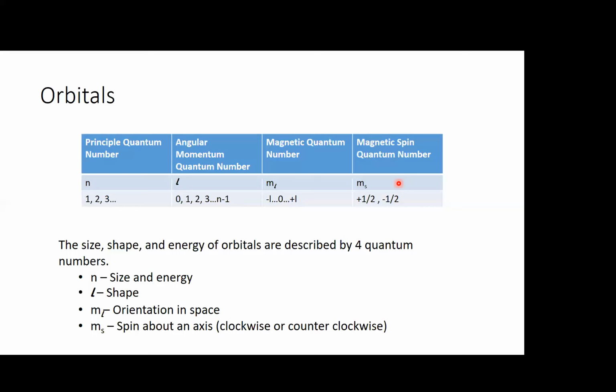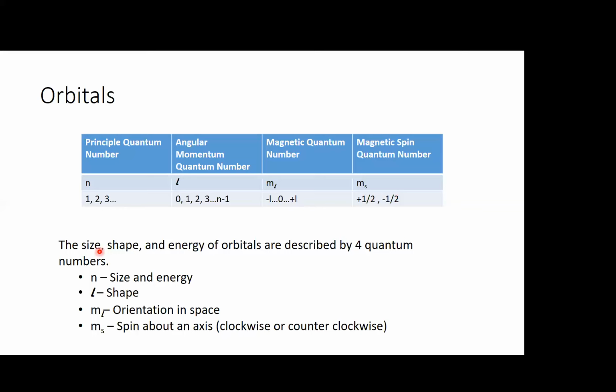Now what this refers to is the spin about an axis. If you can imagine an electron is sort of a circular thing, there's an axis for that circular thing and it spins one way around the axis or the other. So that is what we're referring to with this. Each orbital can hold one negative spin and one positive spin, or one clockwise spin, one counterclockwise spin, however it is you want to think about it.